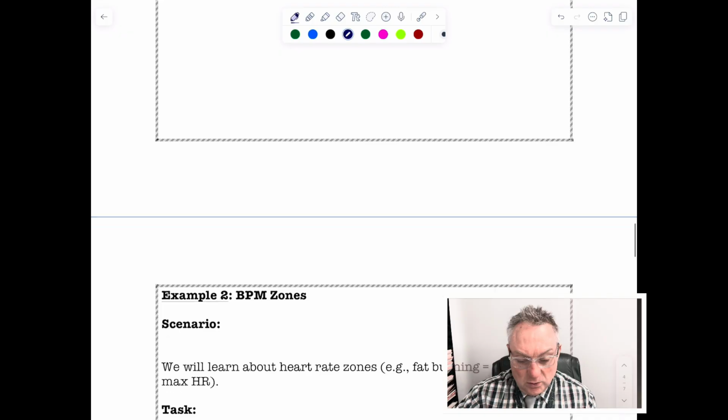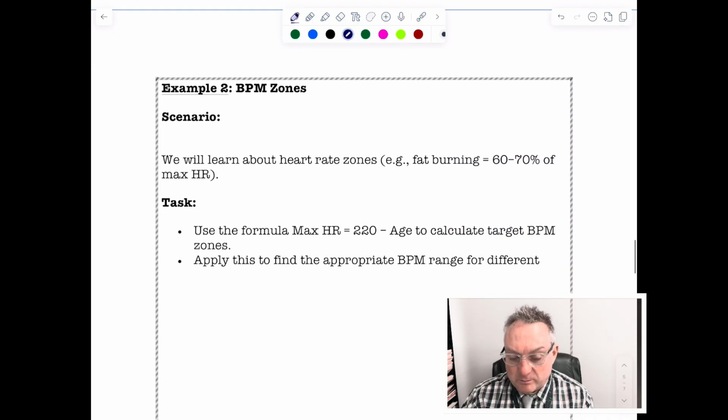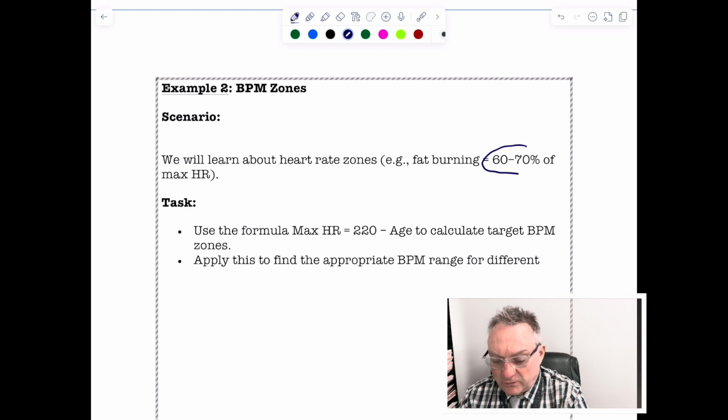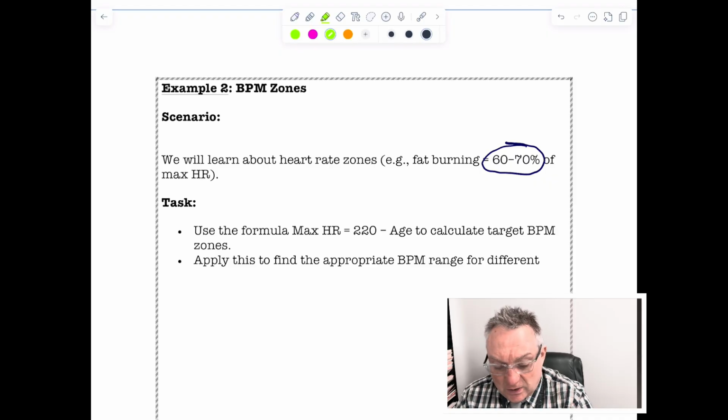Next we're going to look at heart rate zones, beats per minute zones. There's what we call optimal zones for burning fat. Burning fat is usually between the range of 60 or 70% of your max heart rate. And your max heart rate goes down with age. You start with 220 and you subtract your age. So as you subtract bigger ages, your max heart rate goes down.